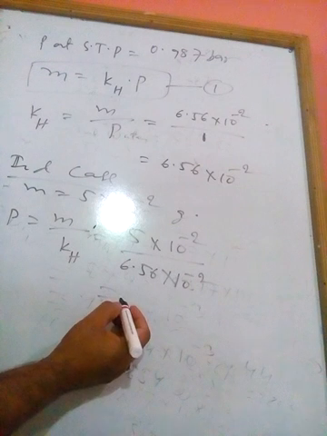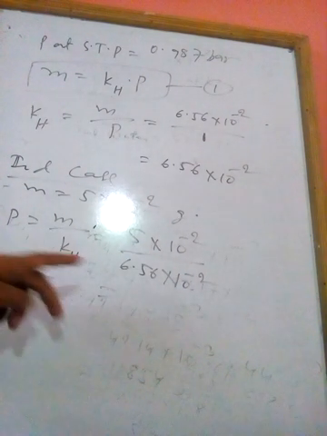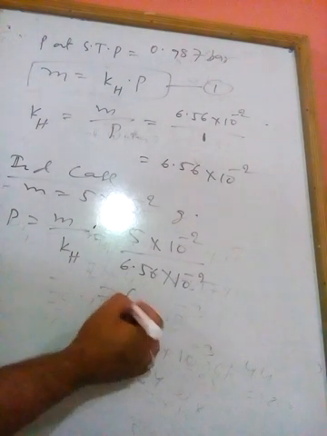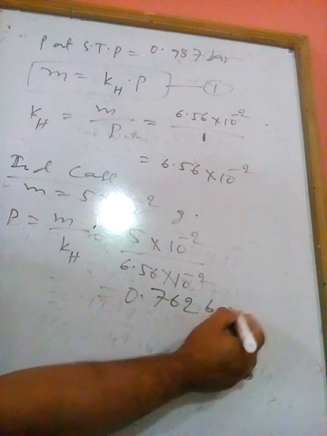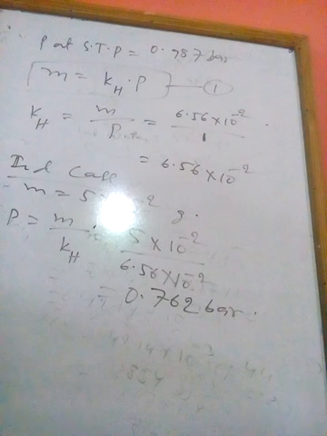So on division we get 5 into 10 to the power minus 2 divided by 6.56 into 10 to the power minus 2. So we get 0.762 bar. This is the partial pressure of the gas, and this has to be determined.